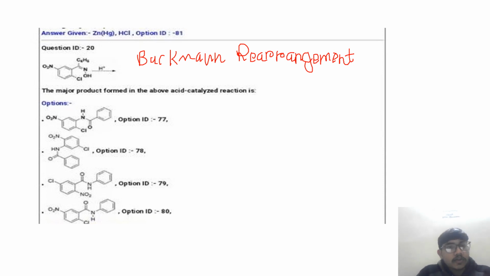How did I get the idea? Because if you see here, it's a ketoxime, right? It's an oxime with two groups. You can say it as a ketoxime also. One is this one and one is this one. So there are two groups.